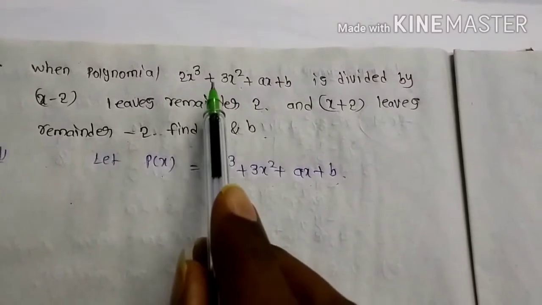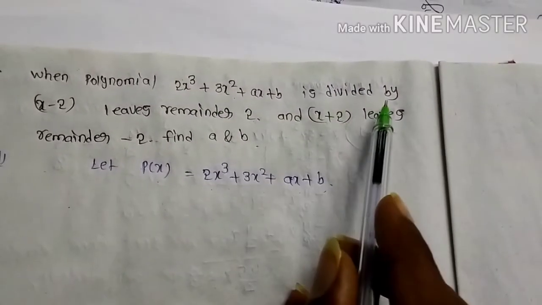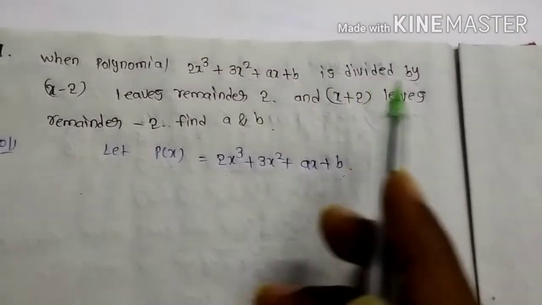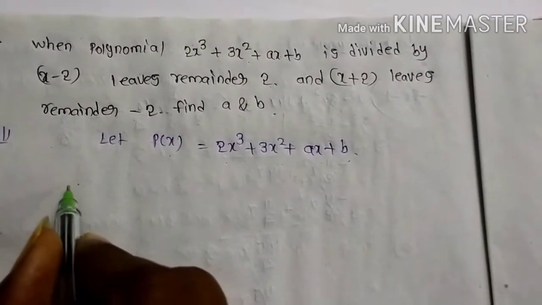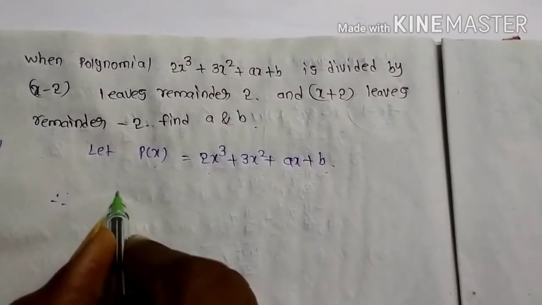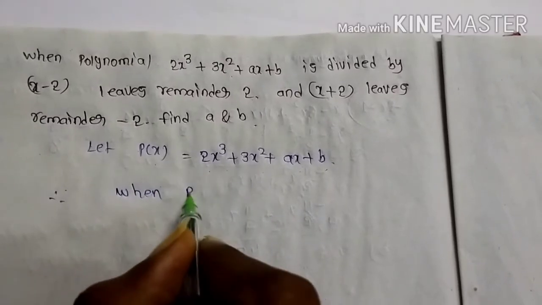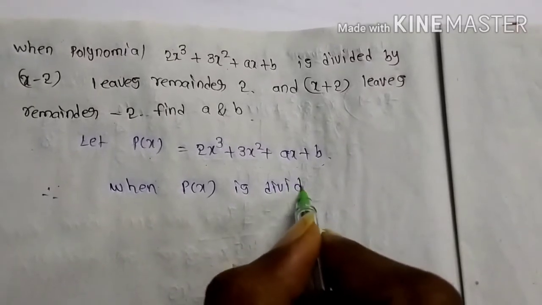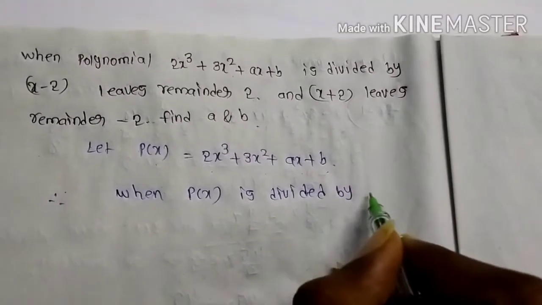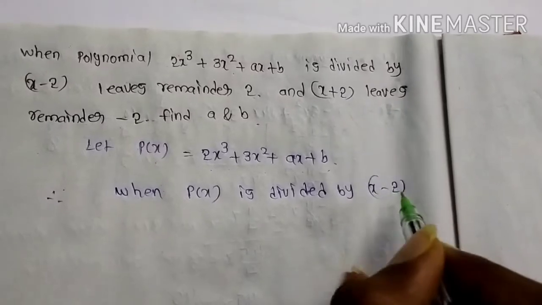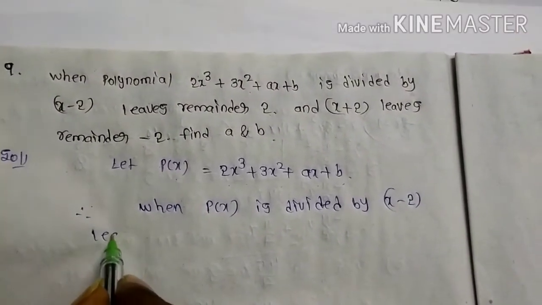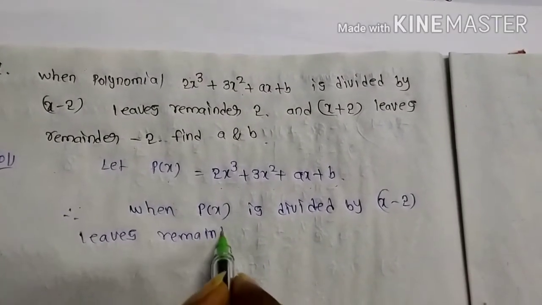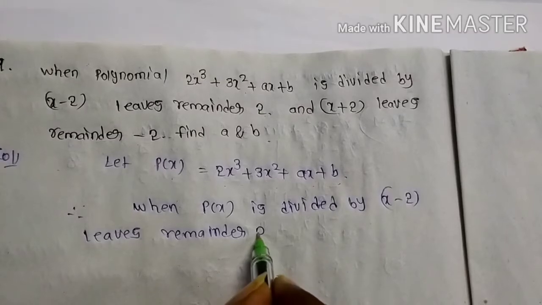Once you can see here from the question, if p of x is divided by x minus 2, what is your remainder? 2. So I am writing here, therefore, when p of x is divided by x minus 2, it leaves the remainder is how much? Leaves remainder is equal to, yes or no?